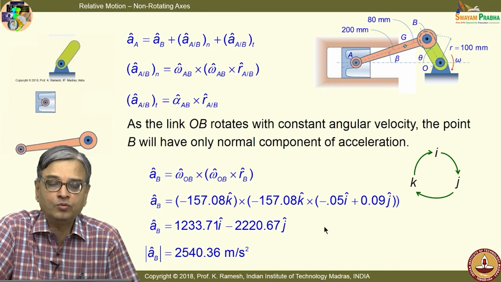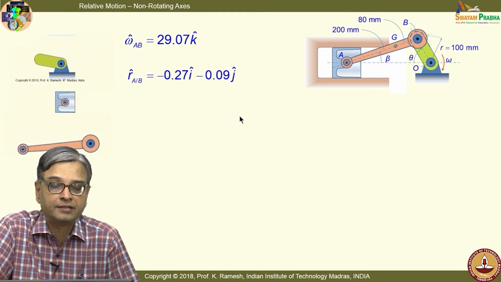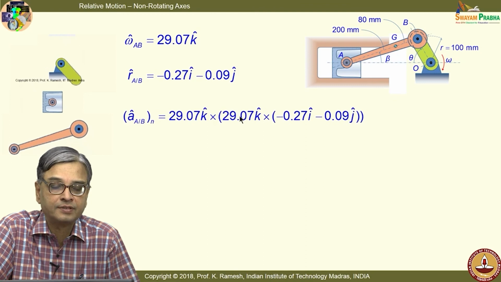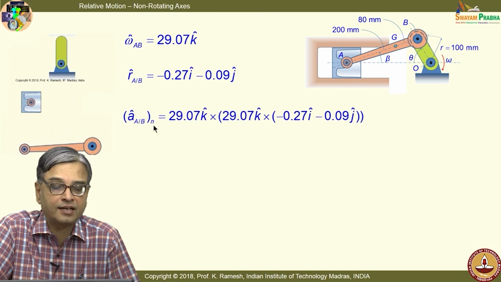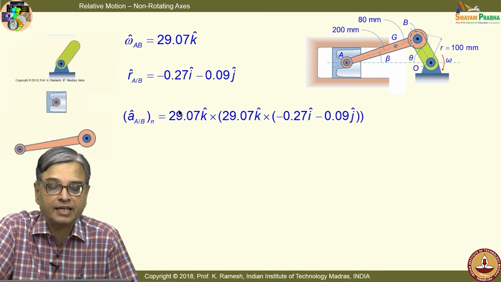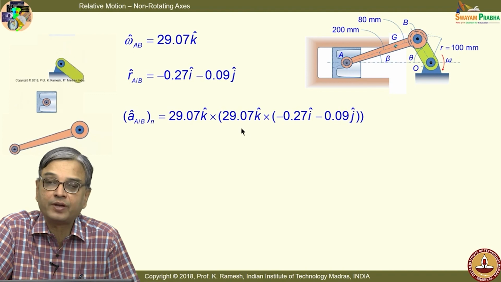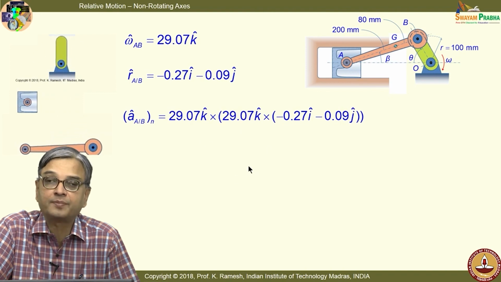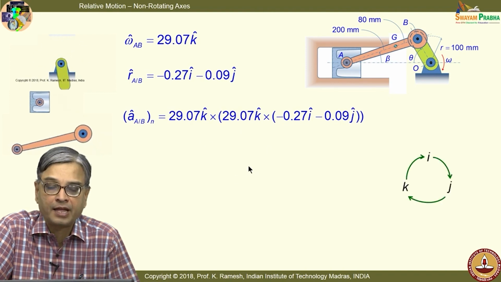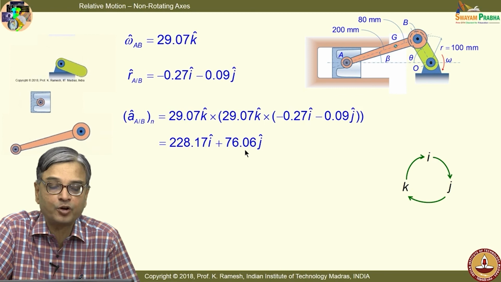Then I move on to determining the other quantities. So, I have this normal component of acceleration like this. Here again use the simplification which we have learnt earlier for the vector triple product and find out the value as 228.17 I plus 76.06 J.